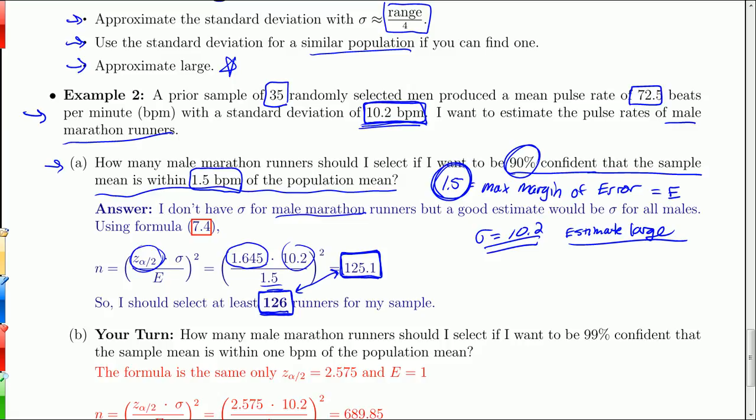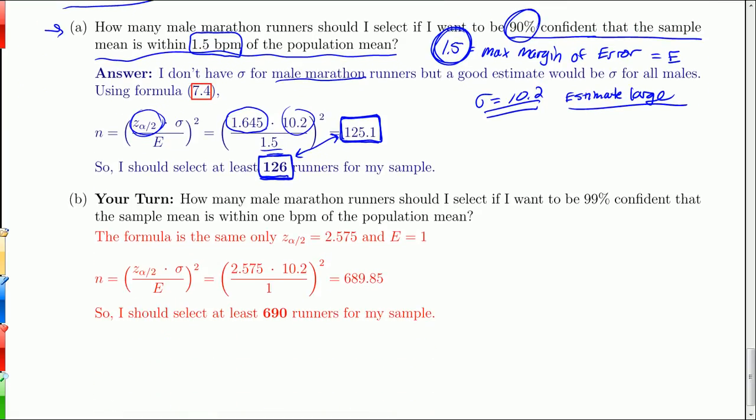Right? Let's do your turn. How many male marathon runners should I select if I want to be 99% confident? So notice, I want to get more confident, and I want the sample mean to be within 1 beat per minute of the population mean. So this 1 beat per minute means that my max margin of error is 1. Right? So my margin of error is now 1.